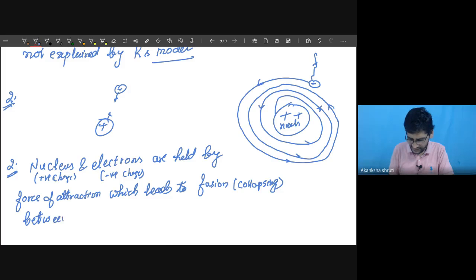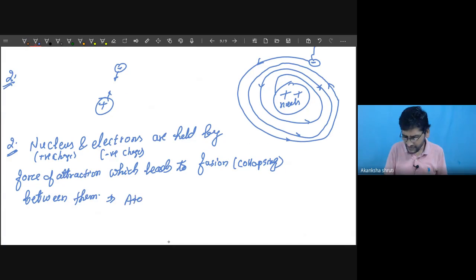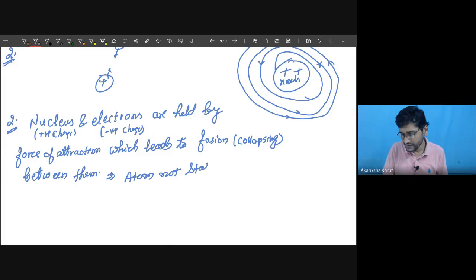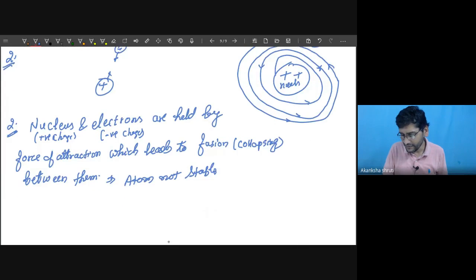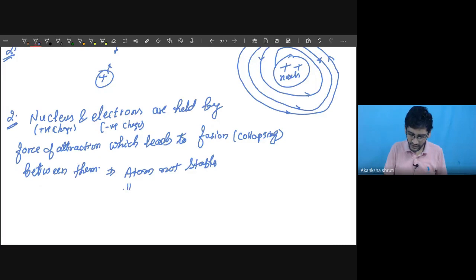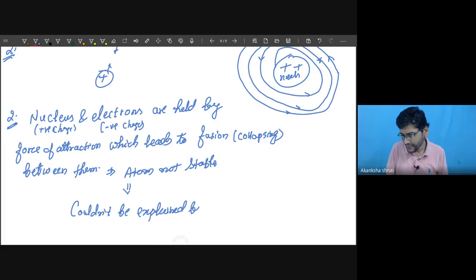This means, again, atom not stable. Atom not stable. So even the second phenomena could not be explained by Rutherford model.